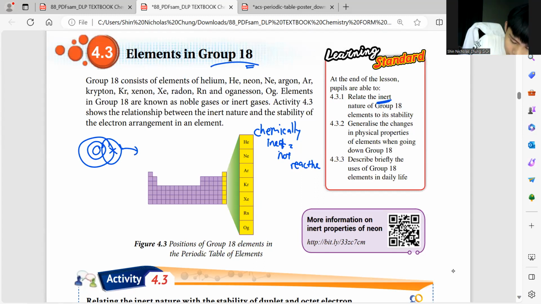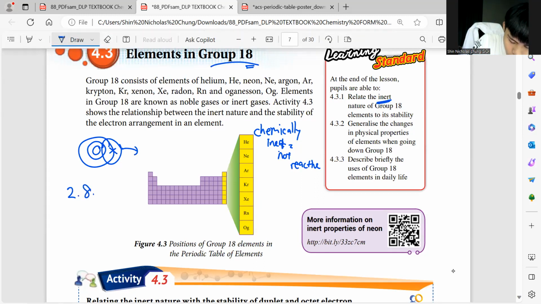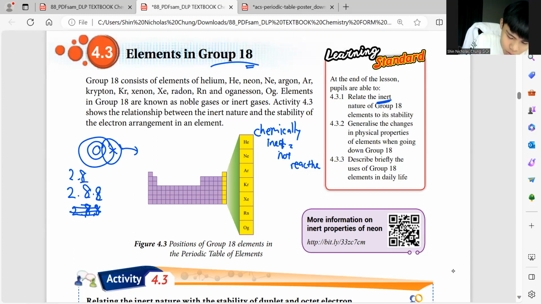So you see, 2.8.8, or 2.8, any other example? Yeah, no more. In this case, did you realize something or not? They all end with 8. That means my first shell, I got 2 electrons, full already. Second shell, I have 8 of them.